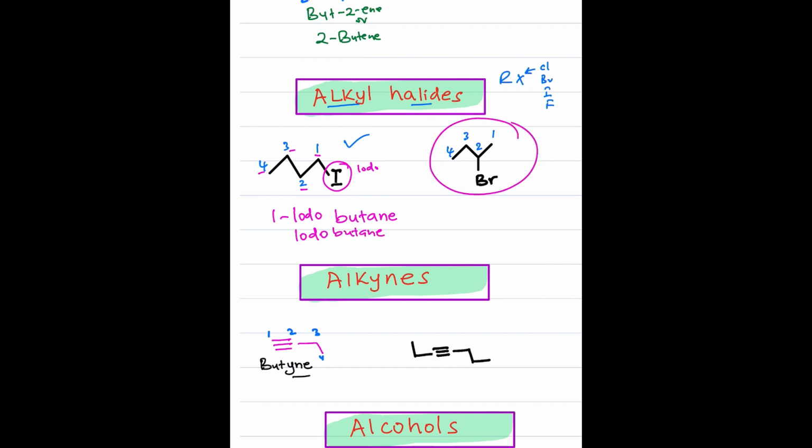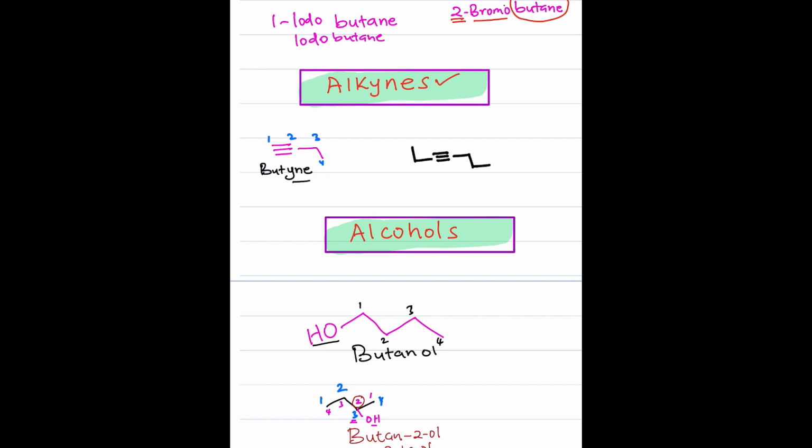In this example, we see that the bromine is connected to carbon number 2, and the alkyl part has 1, 2, 3, and 4 carbons, so it's still a butane. And therefore the name becomes, we have to show the position of the bromine. So 2-bromobutane. Butane is the parent name. Always end with the parent name. And then the side group is a bromo on position number 2.